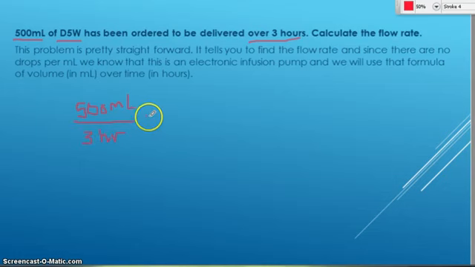And we are ready to put that into the calculator. 500 divided by 3. And I'm going to round to the nearest whole, 167 milliliters per hour.